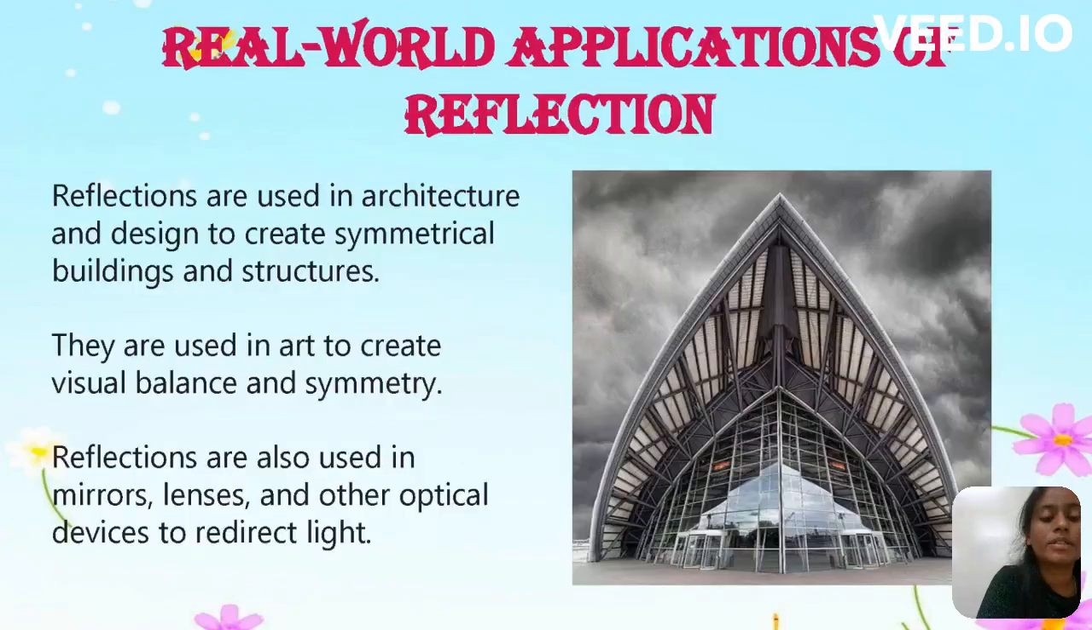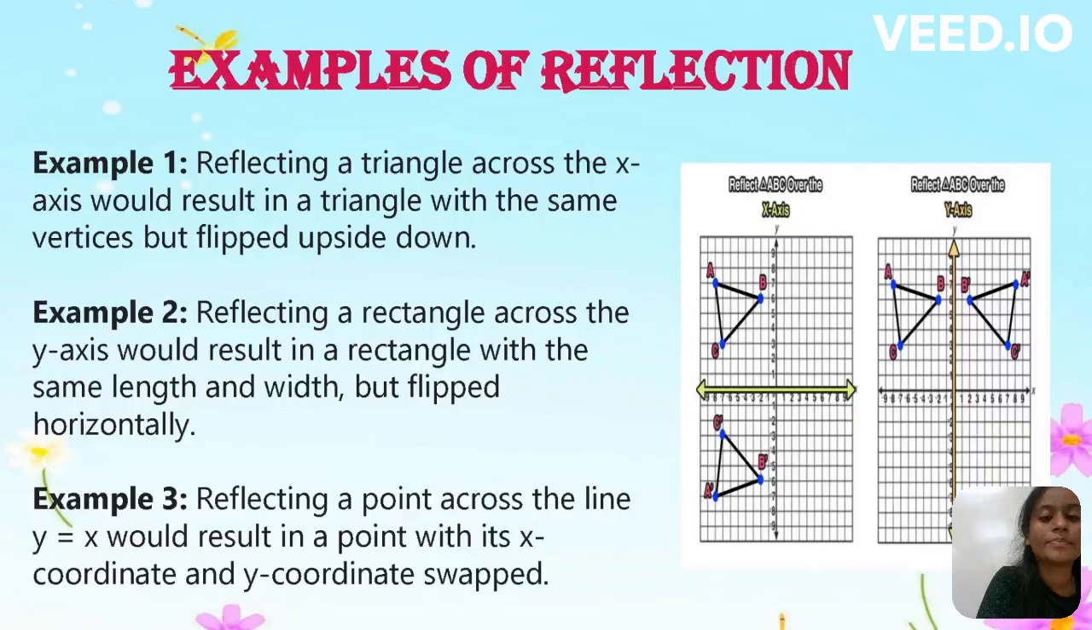Real world applications of reflection. Reflections are used in architecture and design to create symmetrical buildings and structures. They are used in art to create visual balance and symmetry. Reflections are also used in mirrors, lenses, and other optical devices to redirect light.